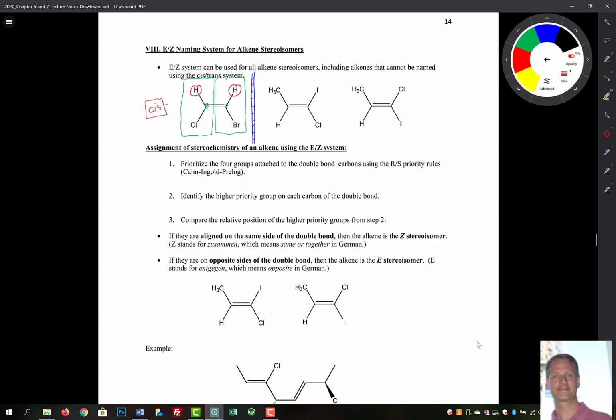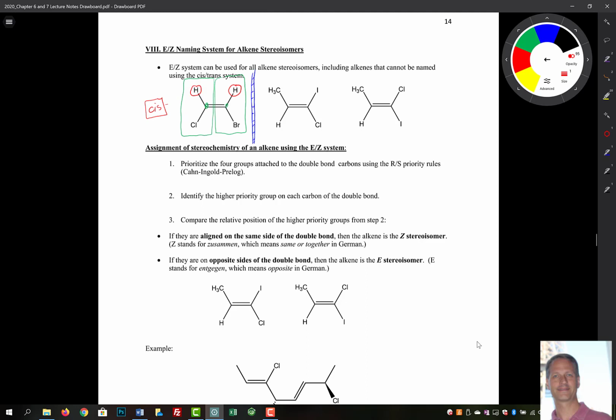Okay. Looking at the next two structures, though, can we name these as being cis or trans? Well, there's four different groups here. So we can't use the term cis, we can't use the term trans. However, do these exhibit geometric isomerism? Well, they do. Remember, to test to see if we have stereoisomers, or if the molecules are identical, we can superimpose them on top of each other.